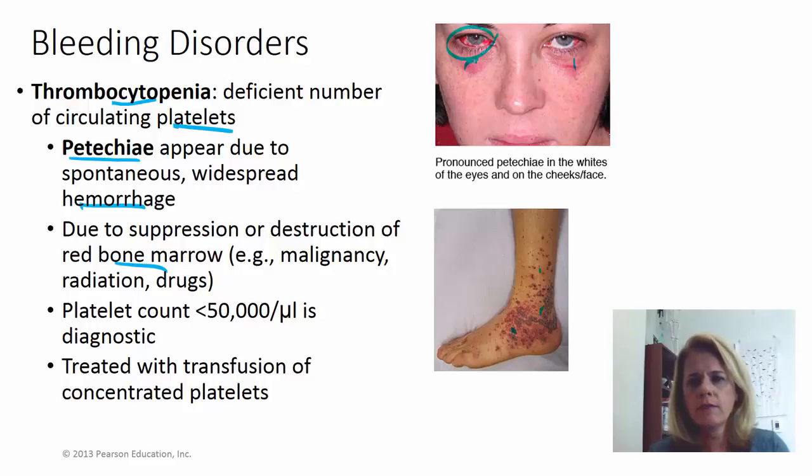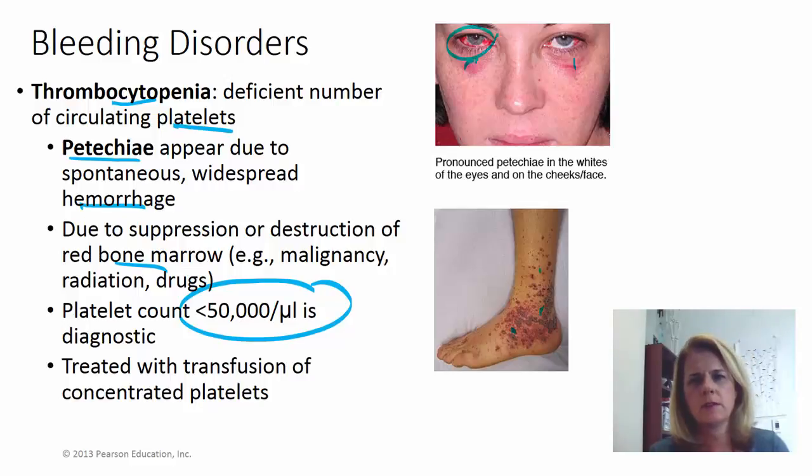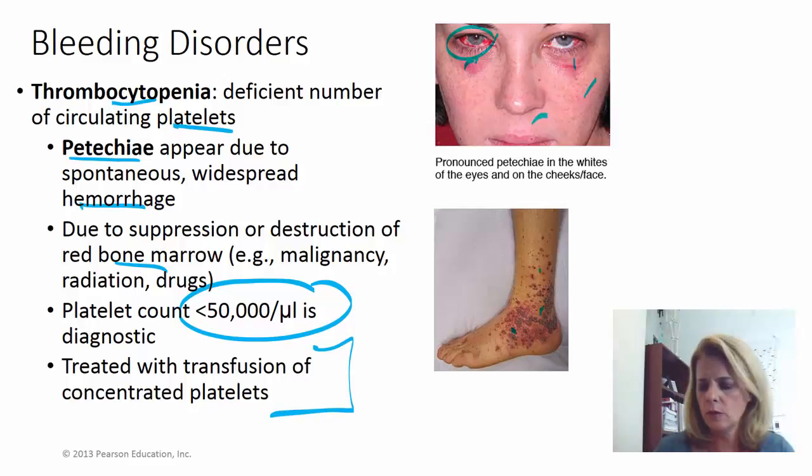You want to have over 50,000 platelets per microliter. If it's below that, that's diagnostic that maybe something's going on and you need to get that checked out. You can treat that with a transfusion of platelets and get your platelet count back up, and hopefully these symptoms will resolve. But you've got to figure out what's causing that thrombocytopenia in the first place.